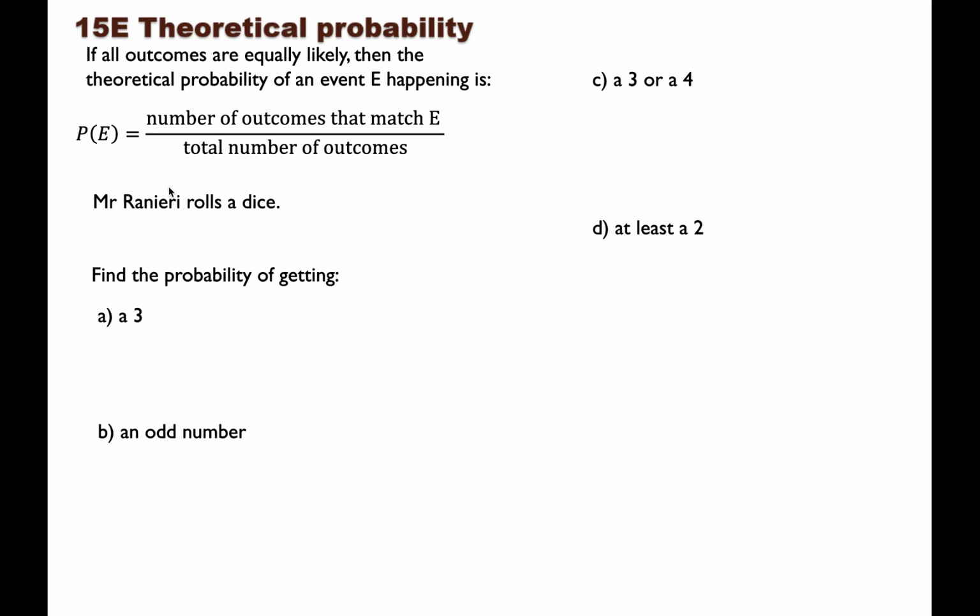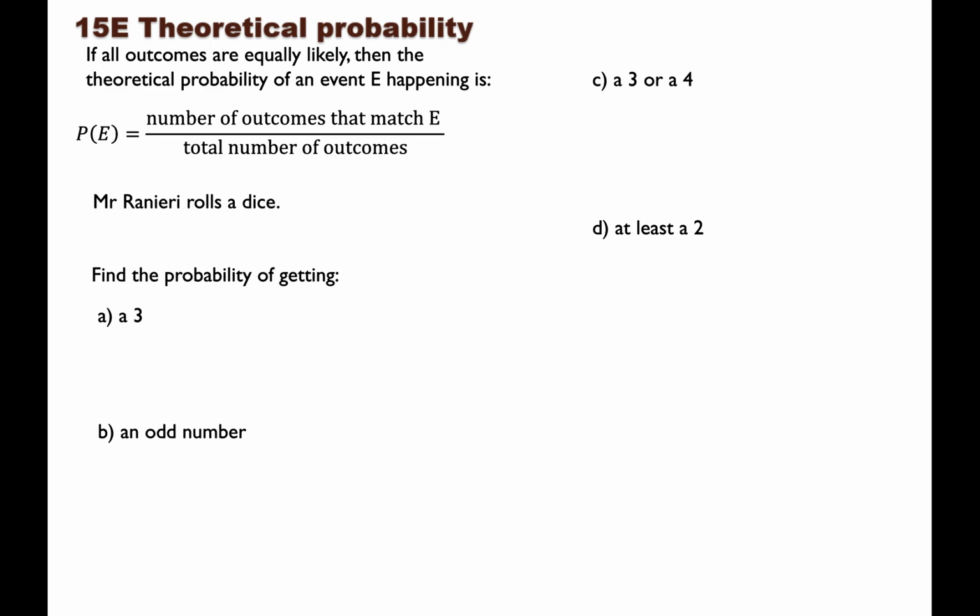Anyway, one way that we can calculate the theoretical probability, if all outcomes are equally likely, is that we can calculate the theoretical probability of a certain event E happening as this formula. I think the easiest way is showing you how this formula works. So let's look at a specific example of Mr. Ranieri rolling a dice.